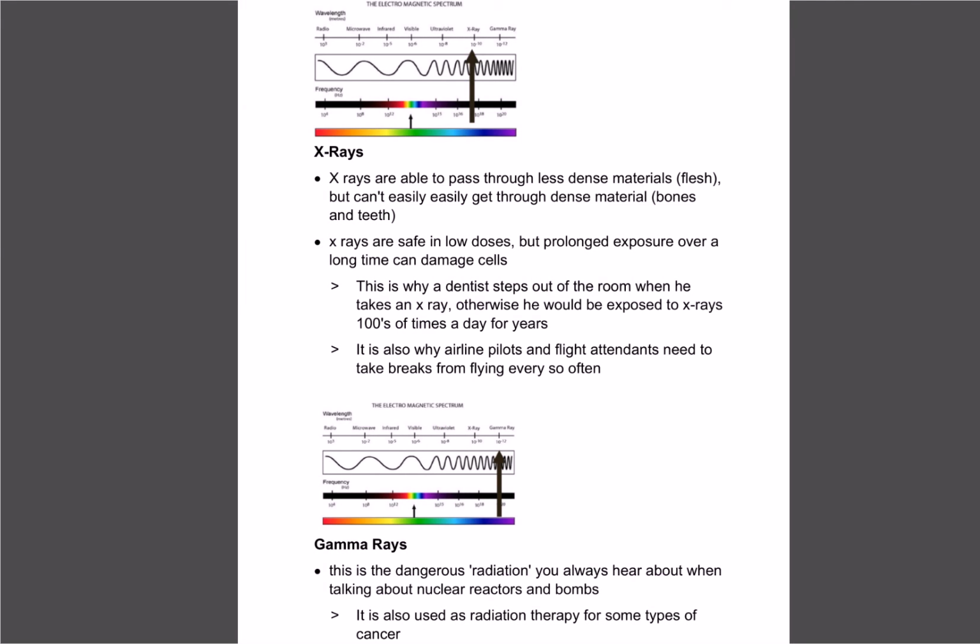Our last two are the most dangerous. So we're getting to X-rays now. X-rays have a pretty small wavelength, and they're so small that they can actually fit through the spaces of your skin and muscles and tissues. So that's why we use them for medicine, right? If we shine an X-ray on a person's hand, it'll pass through all of the flesh and muscles, but it won't get through bones and teeth. So that's why we can see if a bone is broken or if your teeth are damaged when you go to the dentist.